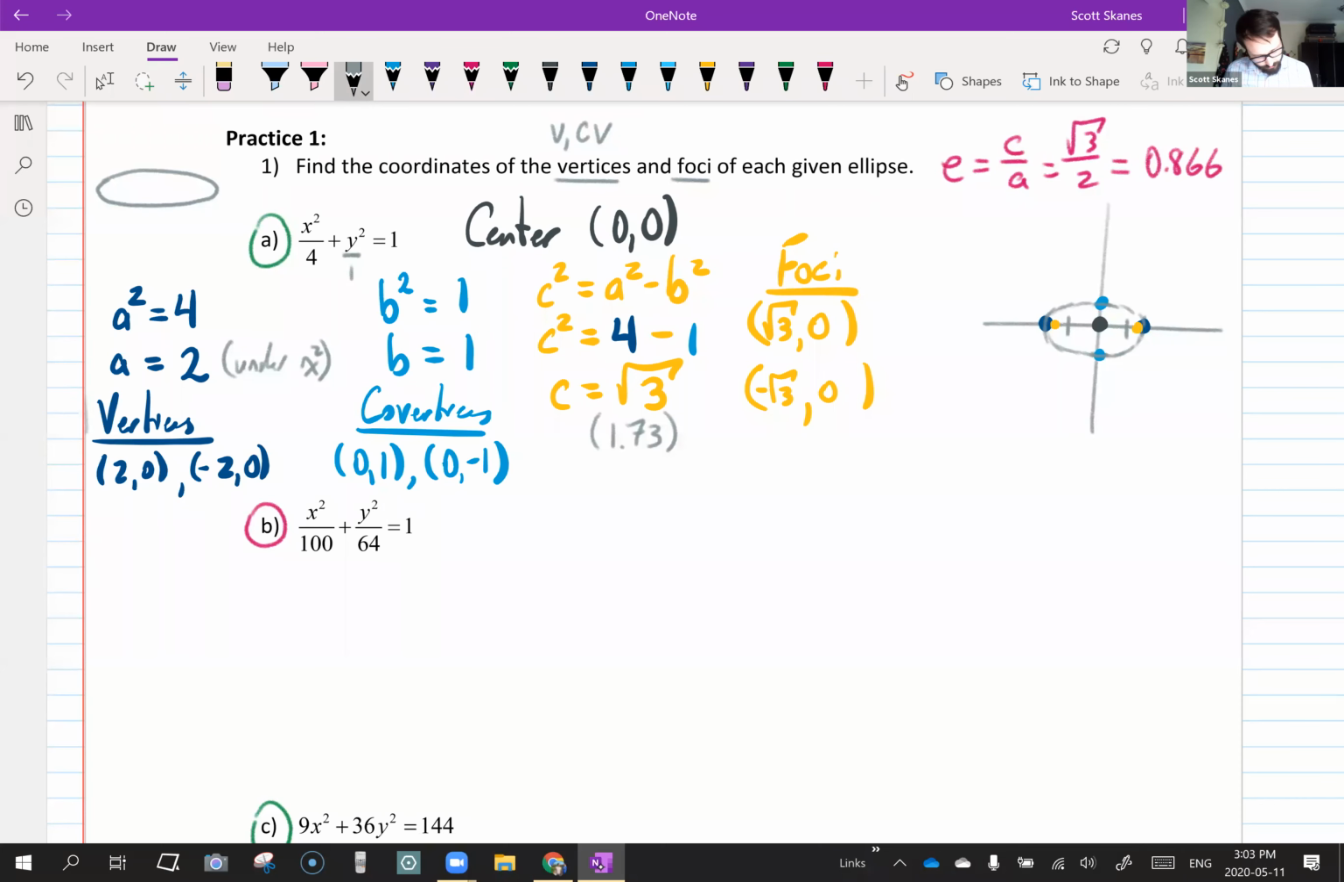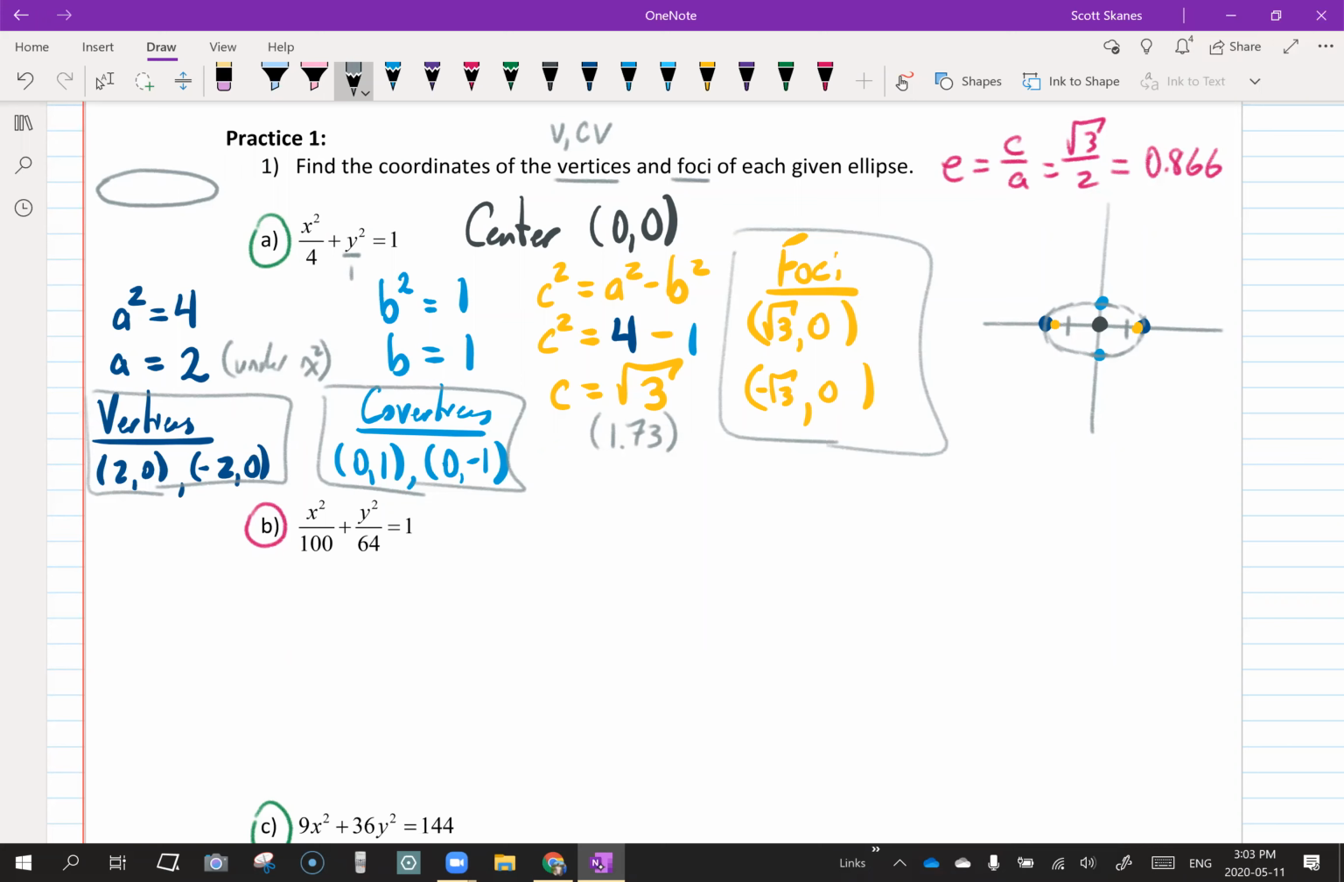We're done the question. Vertices, co-vertices, foci. This is our recipe. This is our steps. The first few times it probably is a lot of thinking, but not so bad once you get into it. Yep, we take the foci from the x-axis because the bigger number is under the x. Yes. And if that 4 here was under the y, we would actually go in the y direction. It would stretch that way.